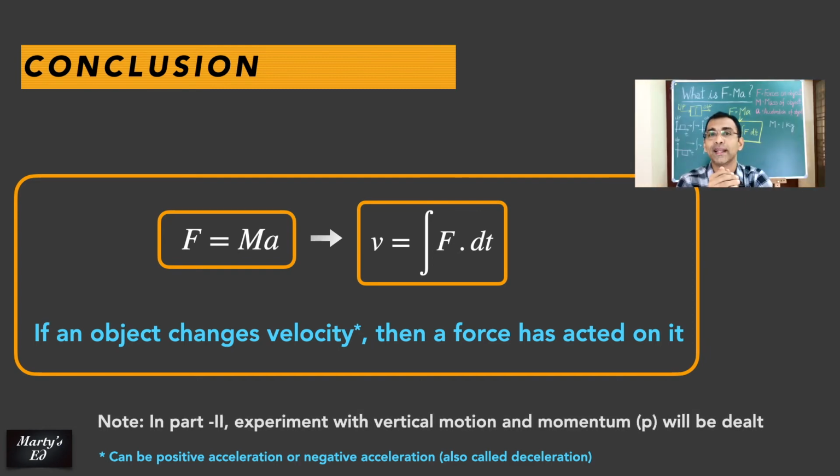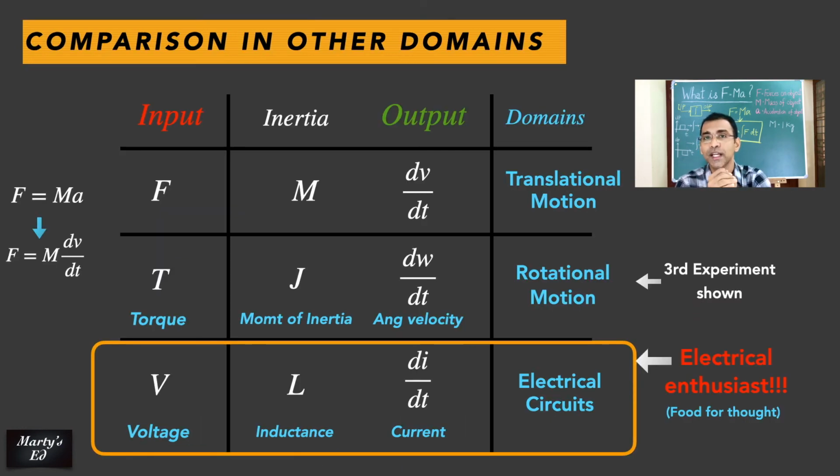In part 2, I'll explain an experiment with vertical motion, and I'll explain what is momentum, which is nothing but p, where p is equal to m into v. And in the start, I told you that F is equal to ma has a comparison in other domains like in rotational motion or in electrical circuits. So this F is equal to m dv by dt is nothing but T is equal to J d omega by dt in rotational motion, and V is equal to L di by dt in electrical circuits.